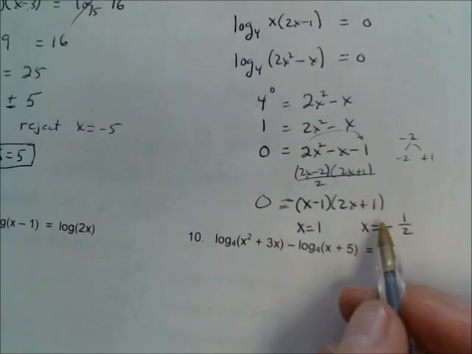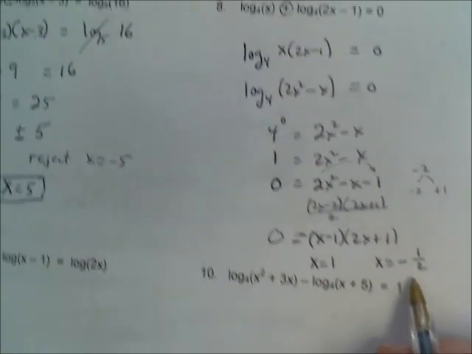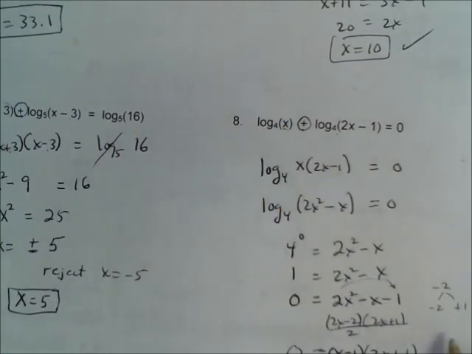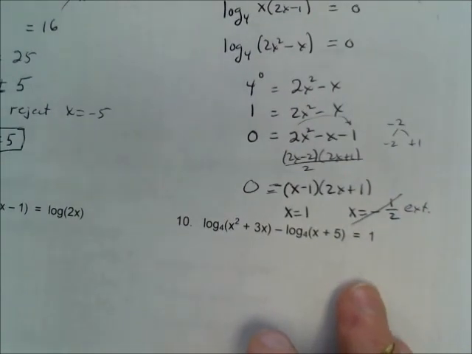Well, we can go back up. If we wanted to plug in x equals negative 1/2 into here, we have a negative argument, so we can reject that one right away. The negative 1/2 is extraneous.